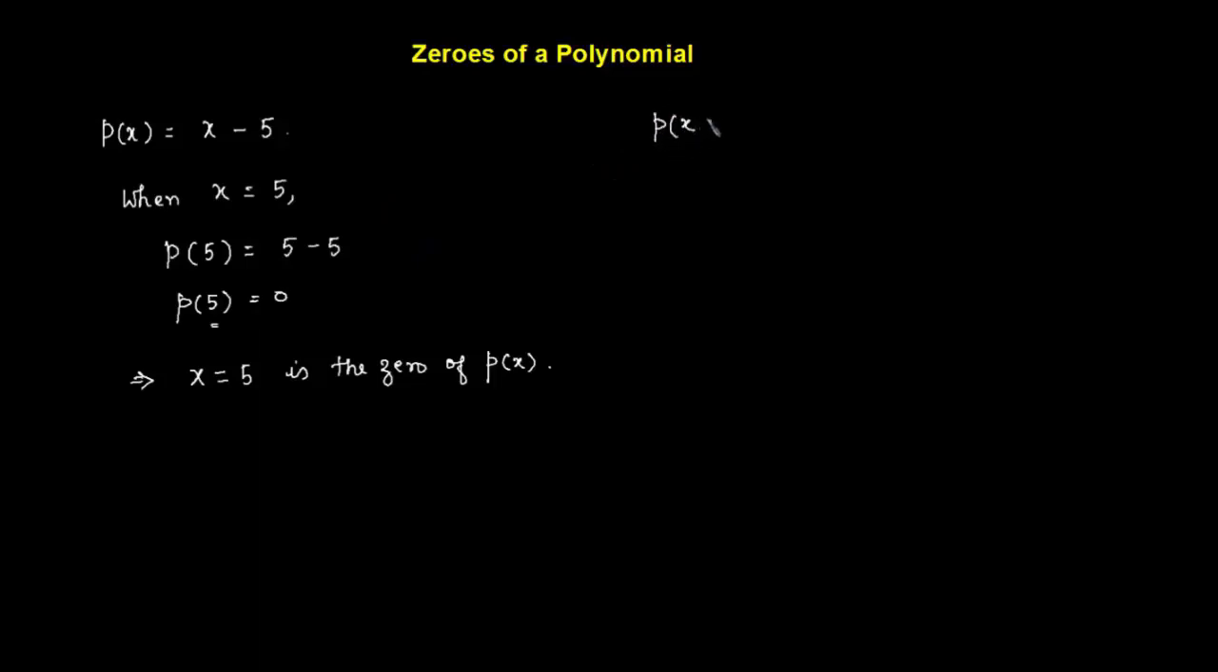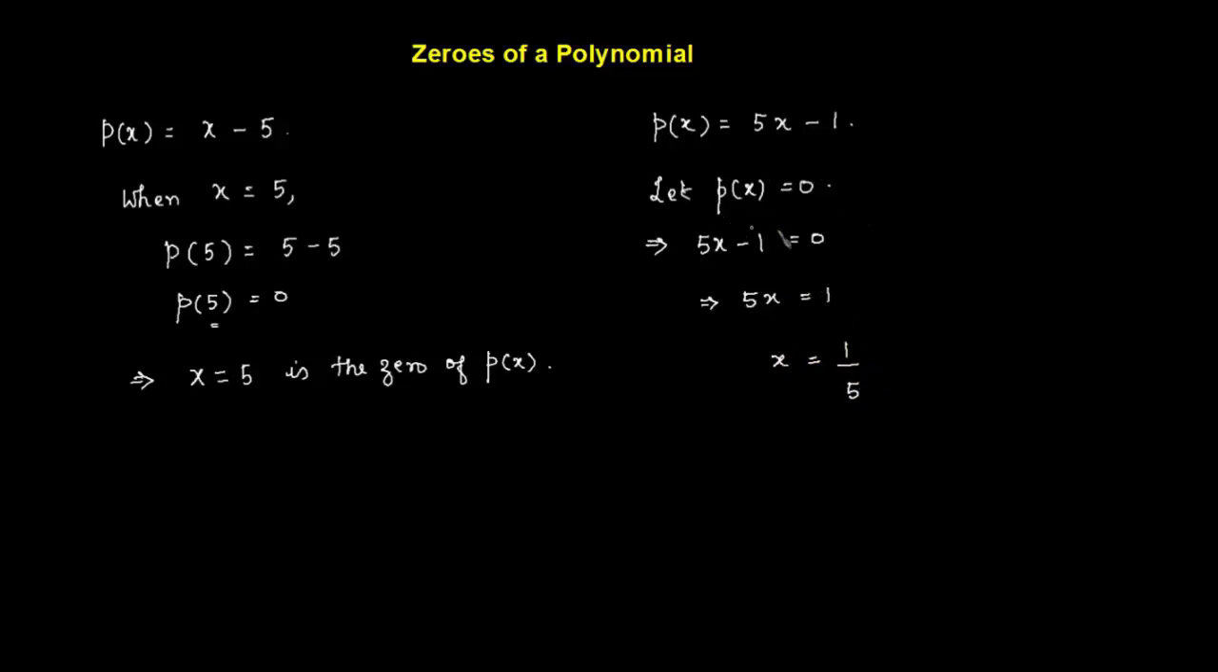Suppose you take P of x is equal to 5x minus 1. Now we are supposed to find out what value of x is going to make P of x equal to 0. In order to find that, let us make P of x equal to 0 first. So let P of x be equal to 0. Now what does this imply? What do we know about P of x? It is nothing but 5x minus 1. So this implies 5x minus 1 is equal to 0. This implies 5x is equal to 1 or x is equal to 1 by 5.